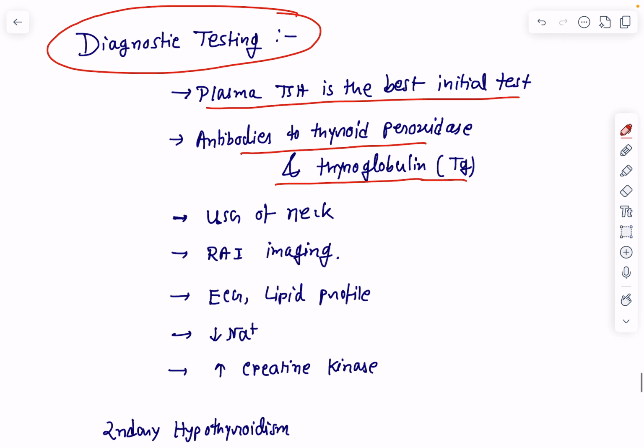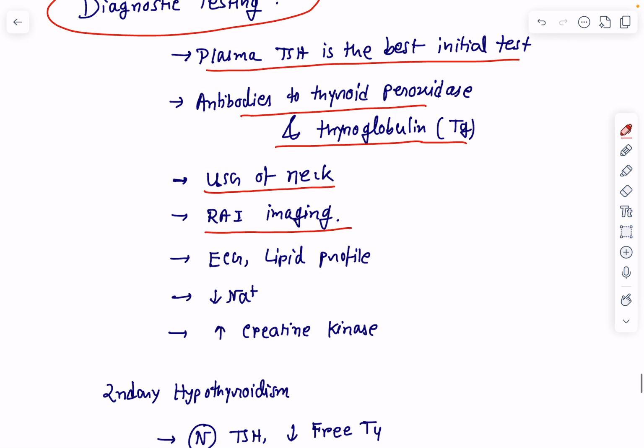We can do an ultrasonography of the neck or ultrasonography of the thyroid gland. Radioactive iodine imaging can be done. Other ancillary or supportive tests like ECG can be done, where there will be bradycardia.